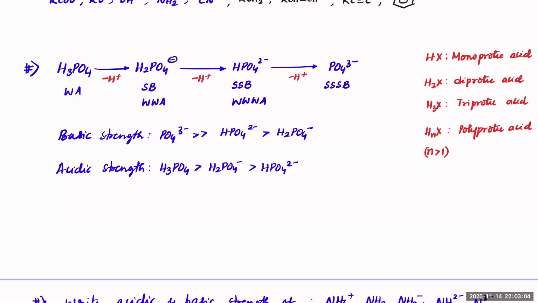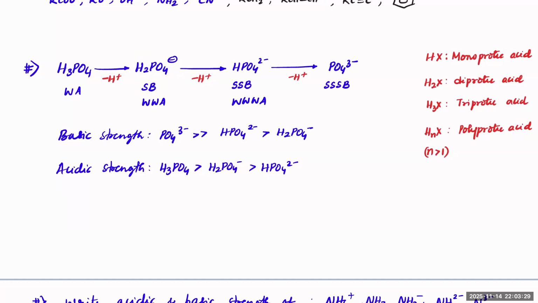When it comes to H3PO4, notice one thing. After removing one H plus, what is left? We will have H2PO4 minus. Please listen to this reading carefully, everybody. This is a weak acid. A weak acid is expected to generate a strong base, correct? So yes, H2PO4 minus is a strong base, no doubt about it.